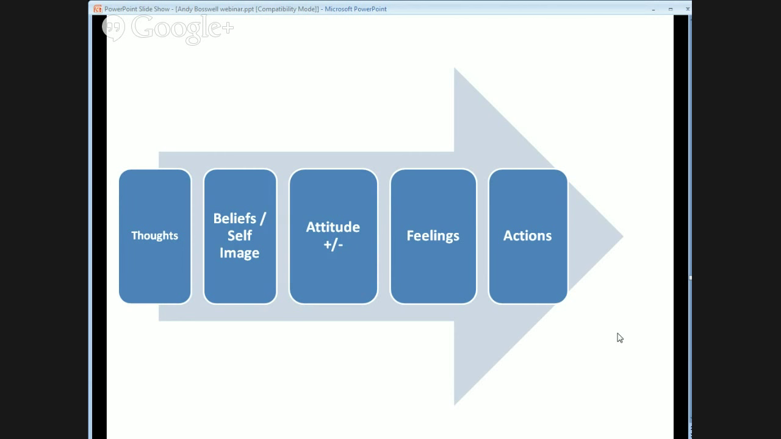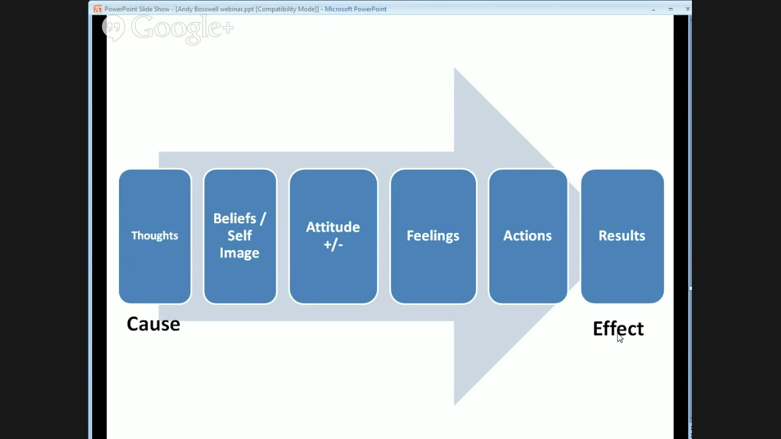It's not a logical decision, because logically, we know not to smoke cigarettes, they kill us. But emotionally, you still have that cigarette because you have an emotional attachment to it. So it's your emotions and feelings 80% of the time create your actions, and then your actions create your results. So the thoughts are the cause and the results are the effect.